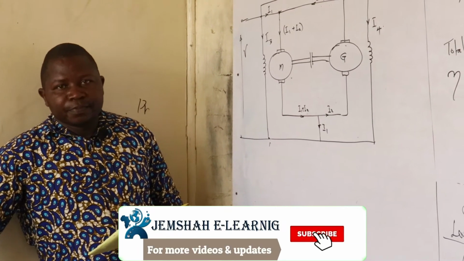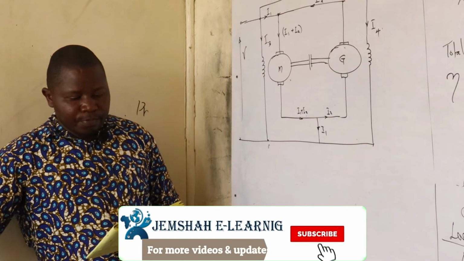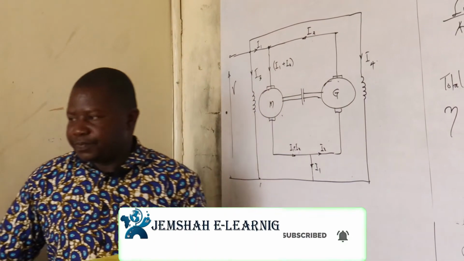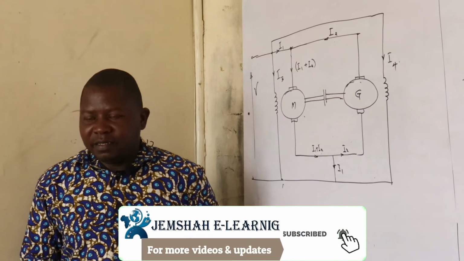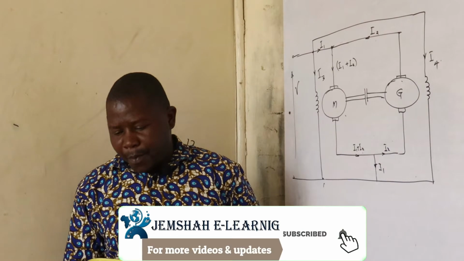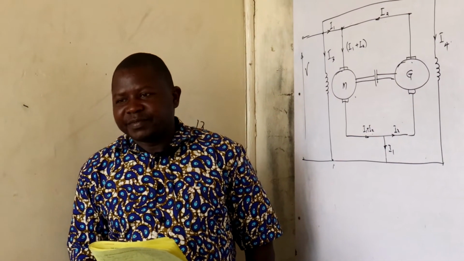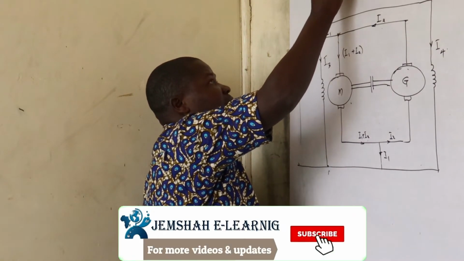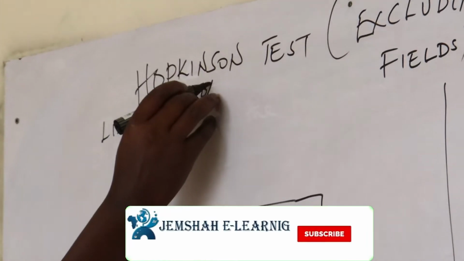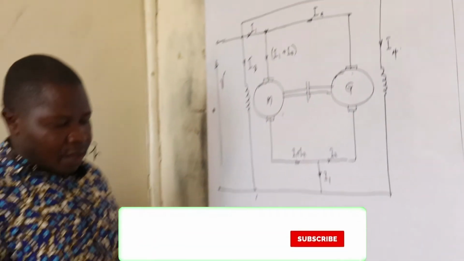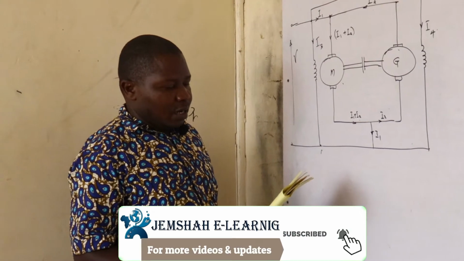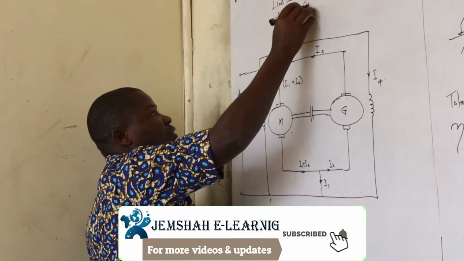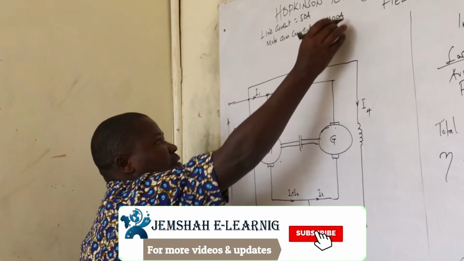Example. At 250 volts, a DC machine has a line current of 50 amps and a motor armature current of 400 amps.